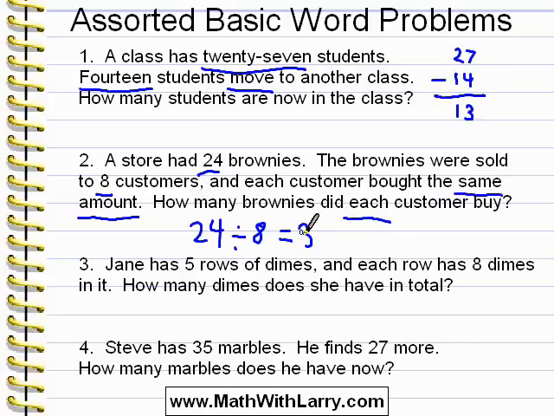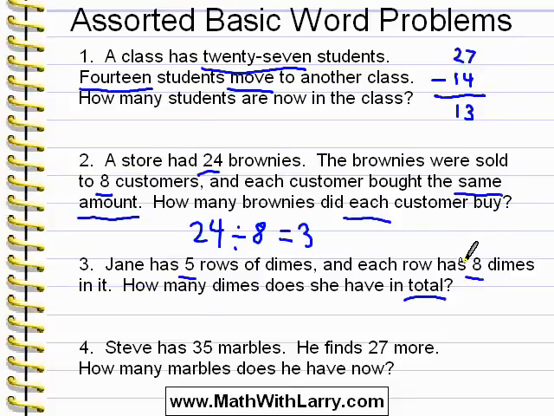Let's take a look at problem number 3. Jane has 5 rows of dimes, and each row has 8 dimes in it. How many dimes does she have in total? Now, many students would see the word total and immediately think, oh, I have to add. I just have to add 8 plus 5. That's actually wrong. We have to really look at what's going on here.